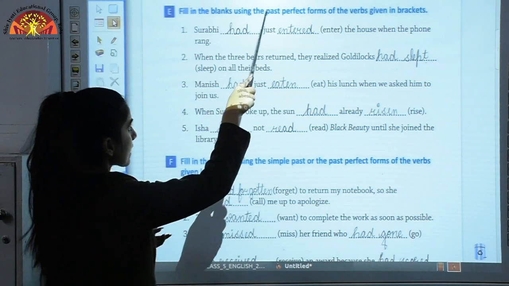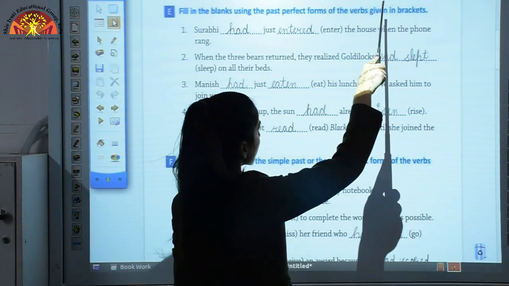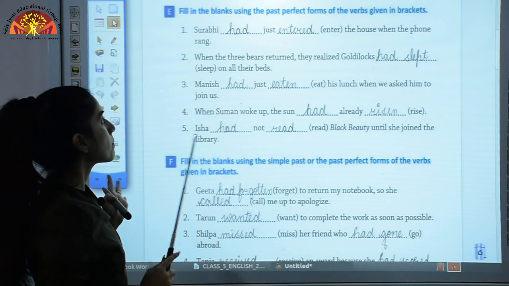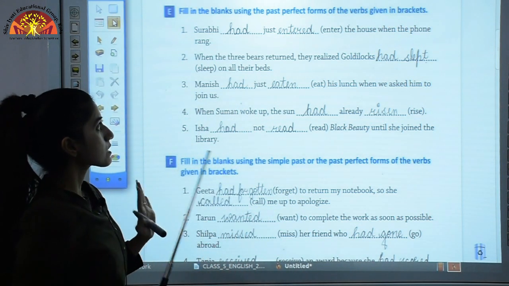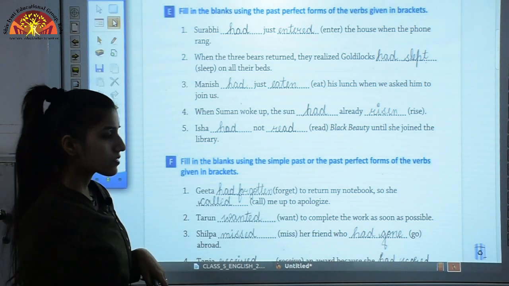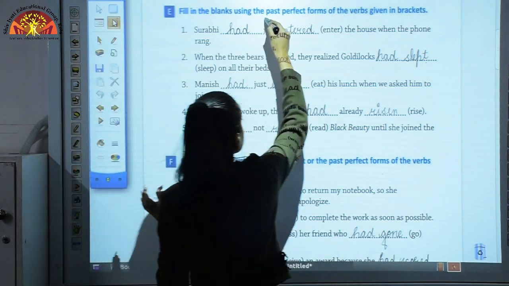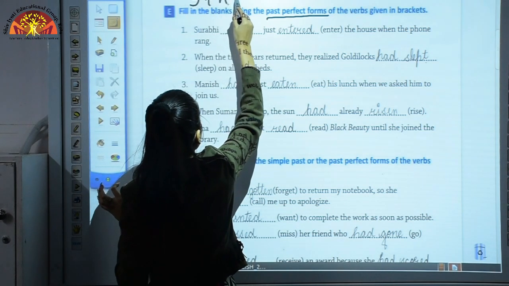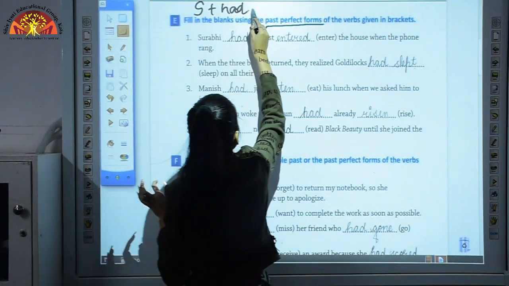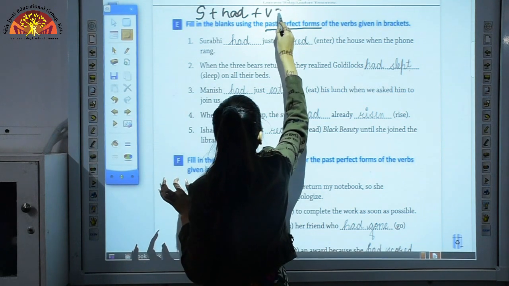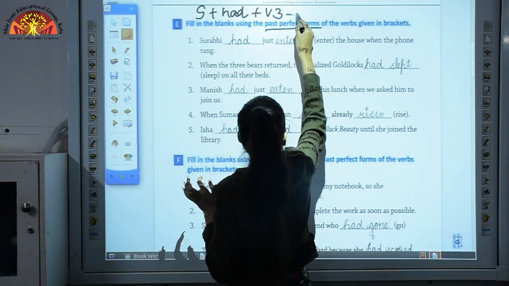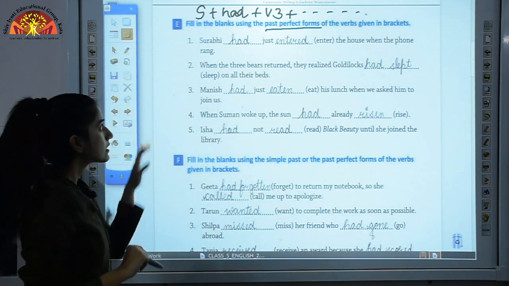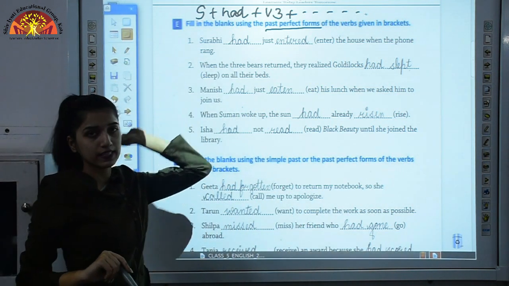Exercise E, fill in the blanks using the past perfect forms of the verb given in brackets. So we have to fill the blank with what? With the past perfect form of the verb. What is the structure for past perfect tense? That was subject plus had plus the third form, and then it is followed by the rest of the sentence. This was the structure for past perfect tense.